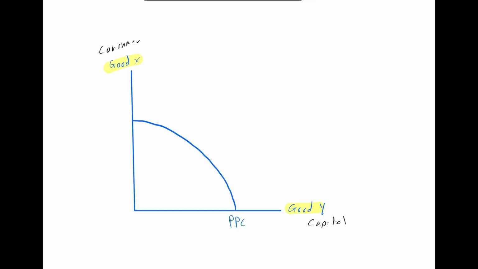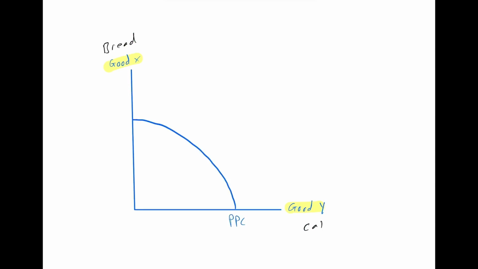Okay, so for the sake of the video, for the example we're going to use in the video, we are going to look at two possible goods that can be produced by the economy, and that is bread and cakes. Okay, so we're going to look at bread and cakes. Okay, so production possibility curves can be done from the perspective of an economy, but also can be done from the perspective of a firm.